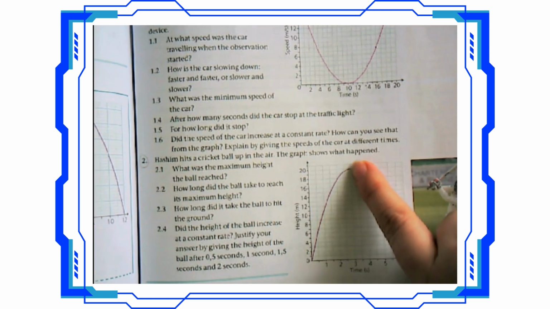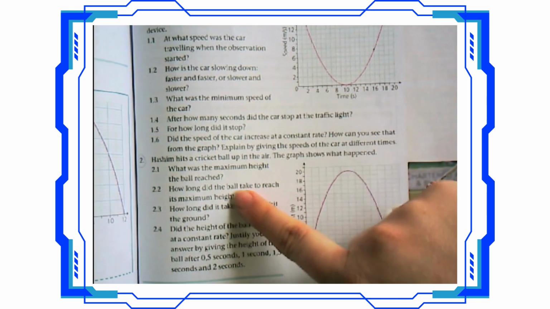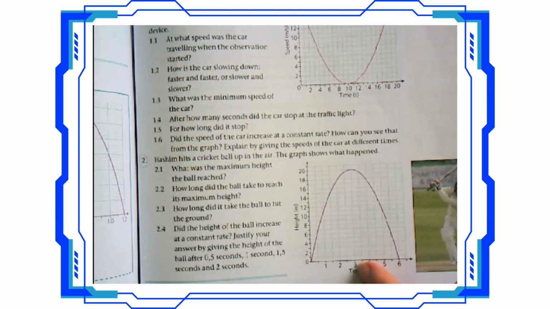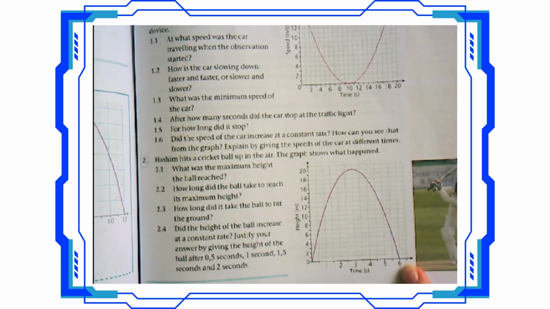Remember, maximum is there at the top. So maximum height was 20. How long did the ball take to reach the maximum height? So if that's 20, I could draw a line down and I would get 3 seconds. Then how long did it take the ball to hit the ground? So remember there it went up. To hit the ground it took 6 seconds.